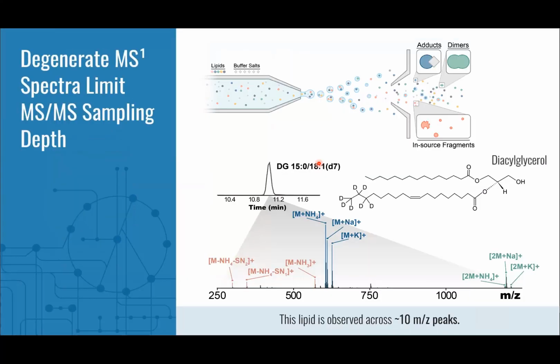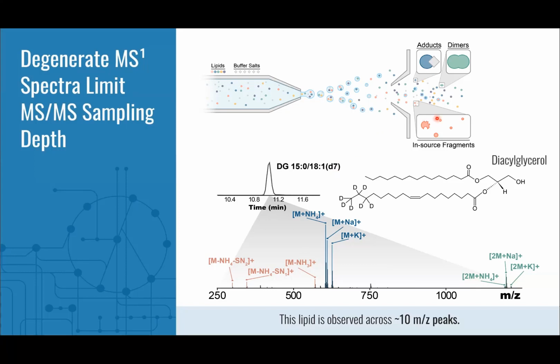All right, so here's one particular problem that I didn't yet mention with lipidomics, and that is that unlike peptide mass spectra, you get what we call degenerate MS1, and that can limit sampling depth. So let me explain. When you ionize lipids by electrospray, you tend to get adducts. So you get lipids that have ammonia, sodium, potassium on there, and you also get dimers. So you get two lipids together, and then those dimers will have these adducts. So then you'll have the peak for the ammonia, the peak for the sodium, the peak for the potassium.